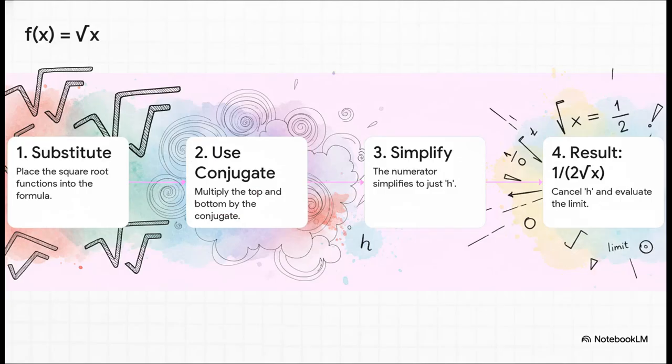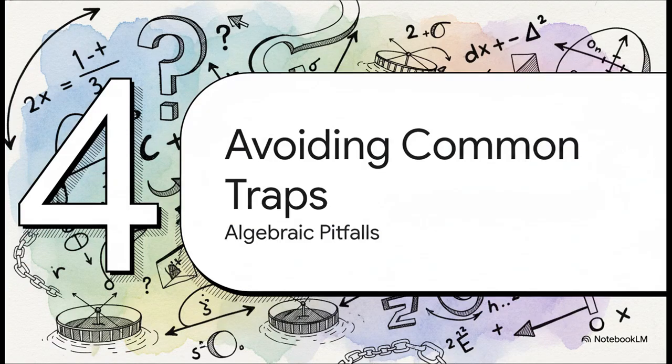So let's try it on f of x equals root x. First, we substitute everything in. Now we use our trick, multiply the top and bottom by the conjugate. And here's where the magic happens. When you multiply out the top, the middle terms cancel and the square roots disappear, leaving you with just h. Now that h on top can cancel with the h on the bottom. Finally, we can take the limit as h goes to 0, which gives us our final answer, 1 over 2 root x.